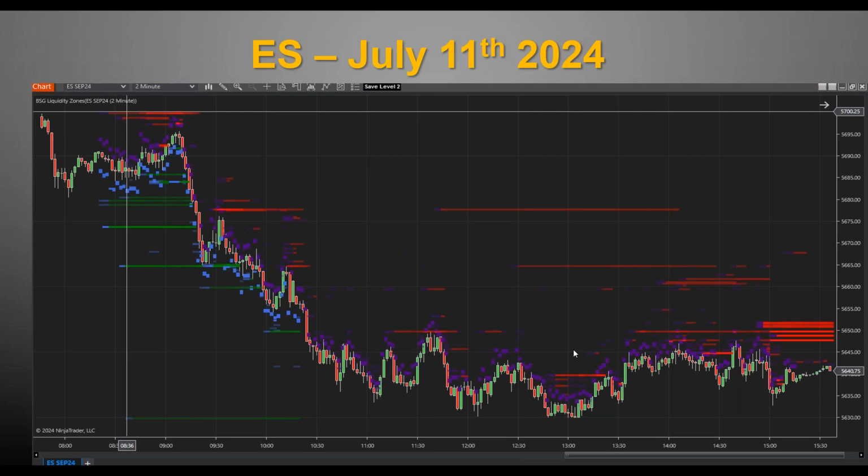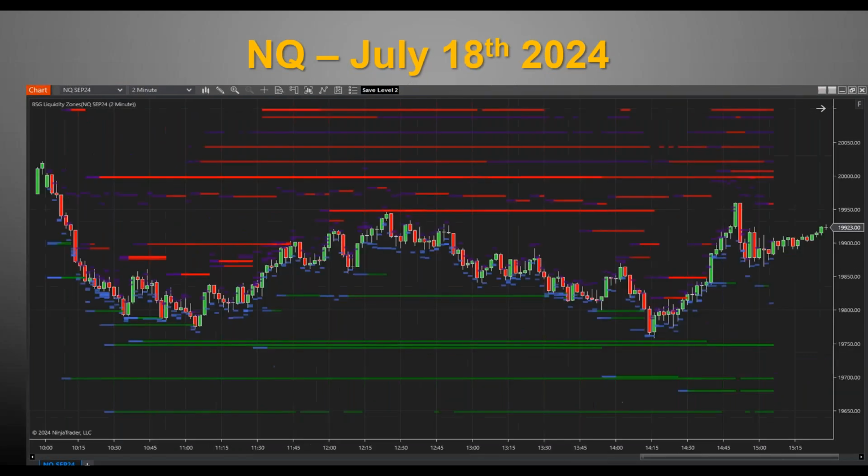Okay, some of the questions you may ask: does it work only in ES? No, it works in every single instrument, not only futures, it also works on stocks. So let me show you some of the examples as well.